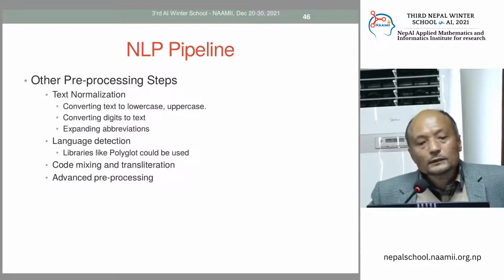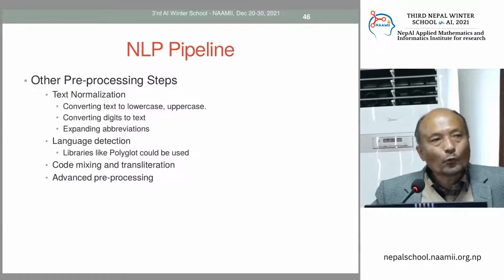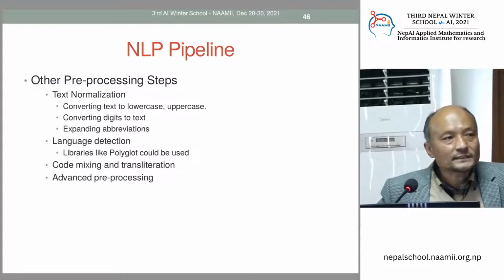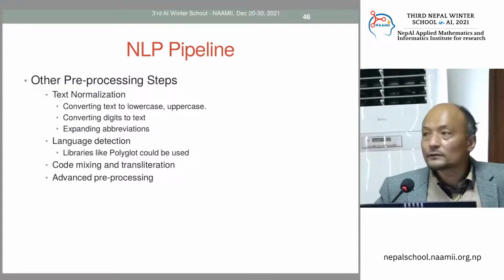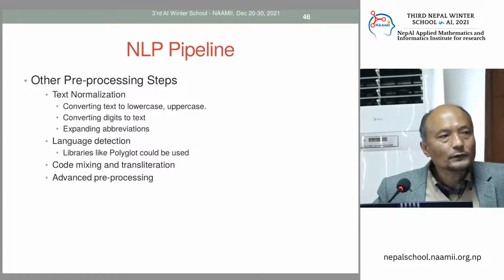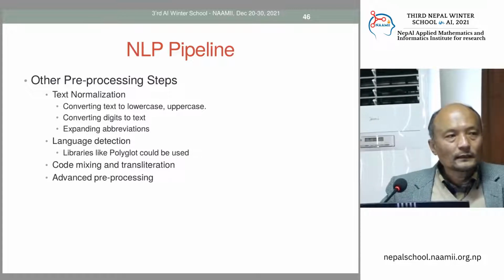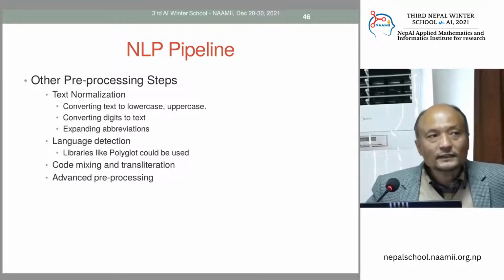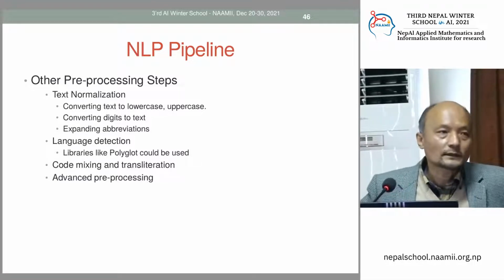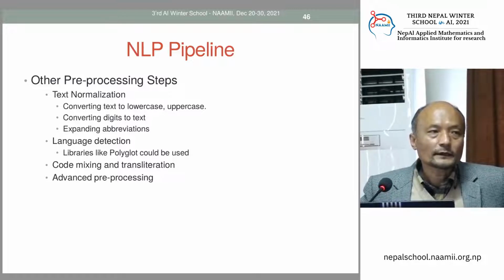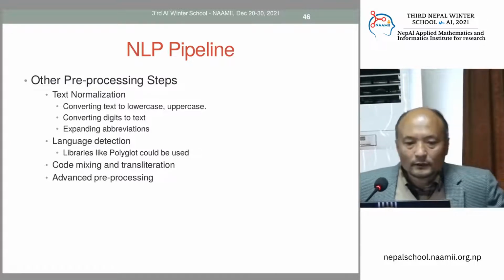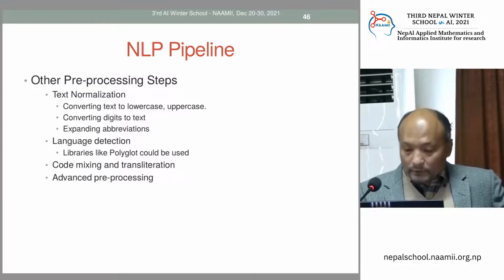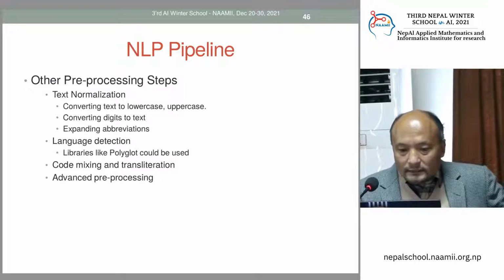Also, New York, it's one entity, but there is a space between these two words, New and York. And if we don't provide certain information or knowledge to the system, it would tokenize those as two different words. So those are some of the things that need to be done under text normalization. Language detection: there are libraries like Polyglot, which could be used for this. Code mixing and transliteration, I have already discussed.